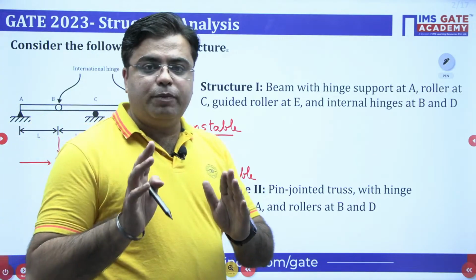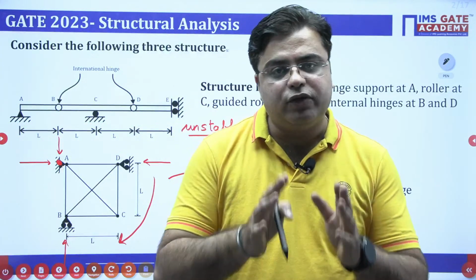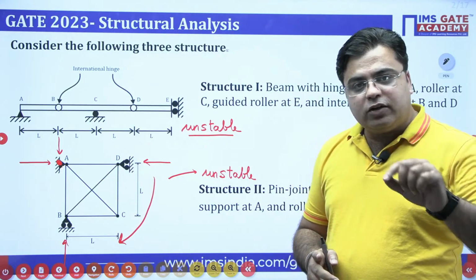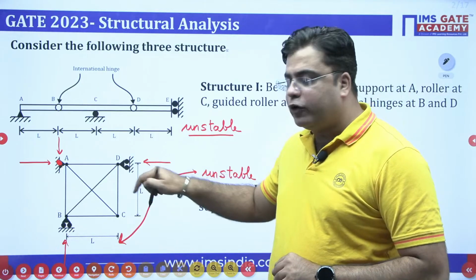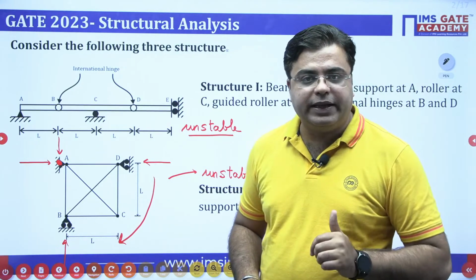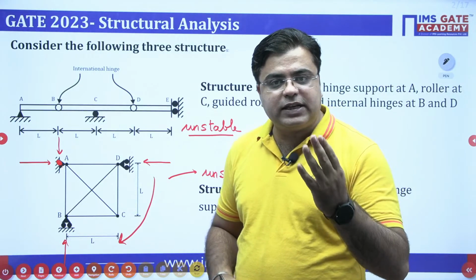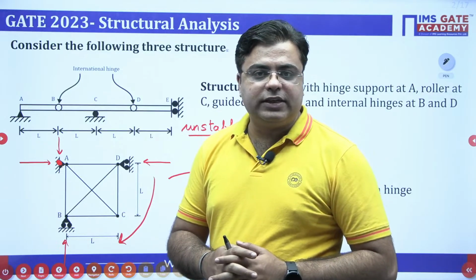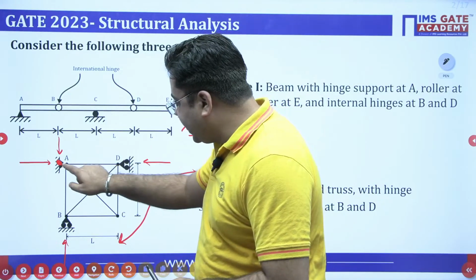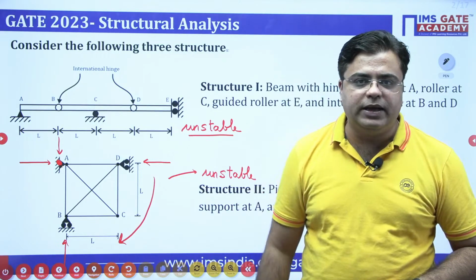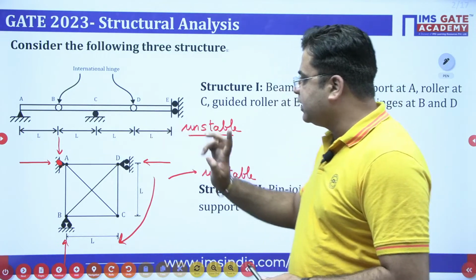So when I talk about a beam, in order to check the stability, you have to check for the degree of static indeterminacy. Particularly for a frame, to check the stability, you have to check the position of support reactions. If support reactions are parallel to each other, then also you will have an unstable structure. If your support reactions are concurrent at a point, then also your structure will be unstable, right? So both of these structures are unstable.